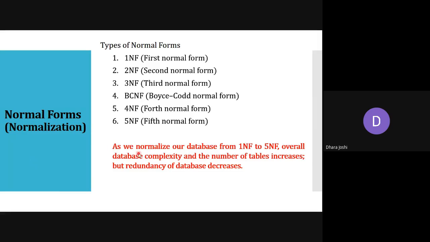As we normalize our database from 1NF to 5NF, overall database complexity and the number of tables will increase. Remember that, because we are splitting the tables. If we have one table, we are going to split it into more tables, and this is how we are dealing with the anomalies. That means as we are normalizing from 1NF to 5NF, overall database complexity and the number of tables increases, but the redundancy of the database will decrease.